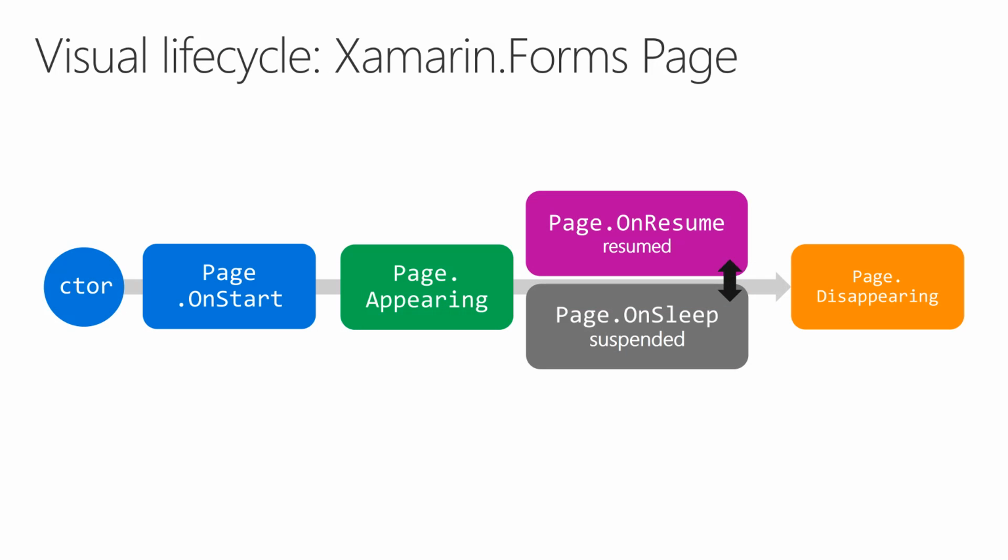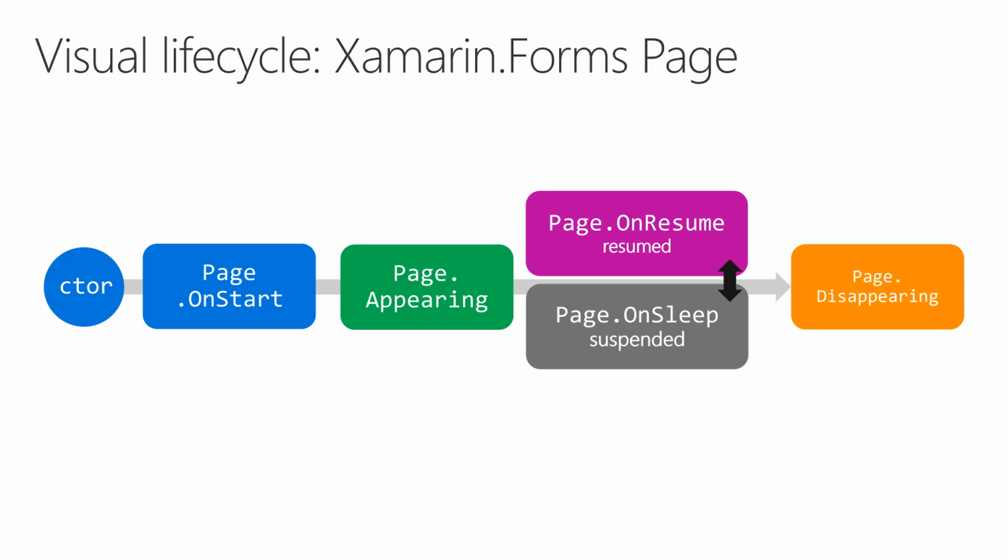Xamarin.Forms defines its own UI elements that we use to construct our user application. And just like other UI frameworks, Xamarin.Forms has a visual lifecycle for the application. Xamarin.Forms defines each screen as a page, so when you display a screen of data to a user, you're really defining a page object with visual elements that the user can interact with. When the application is launched, it identifies the starting page, referred to as the main page. It creates the main page object and then calls a series of virtual methods and events to notify the app that things are happening.